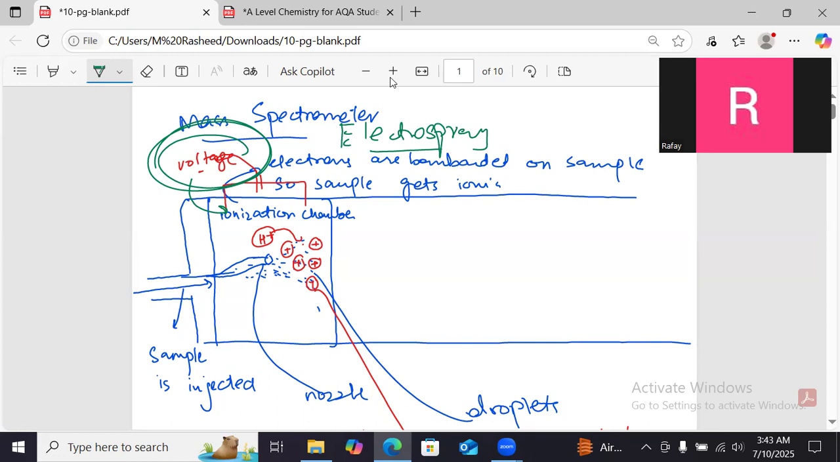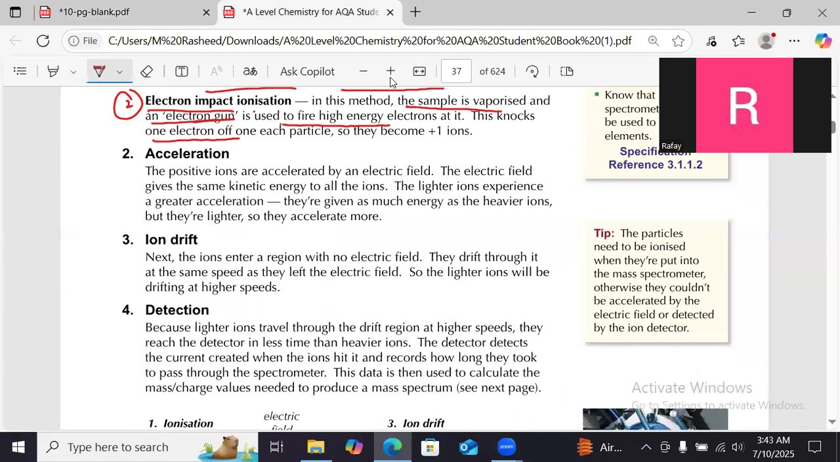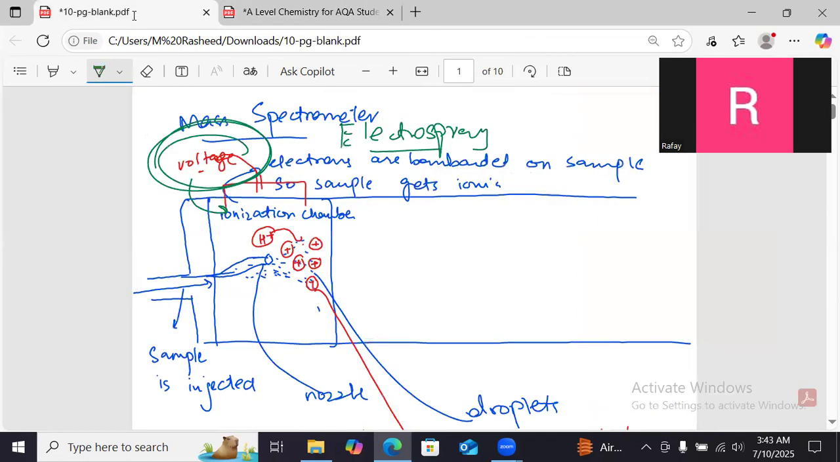Next part is acceleration. Acceleration is for those positively charged ions that are formed in the ionization chamber. Now they are accelerated by an electric field. The lighter ions experience greater acceleration than the heavier ones. Basically, after the ionization chamber, there are two plates present. These are called accelerating plates.